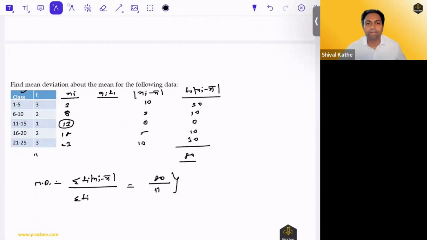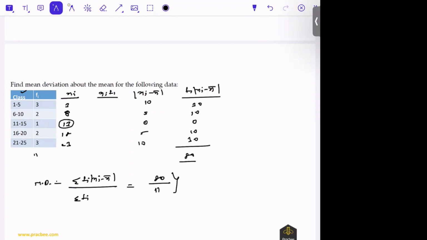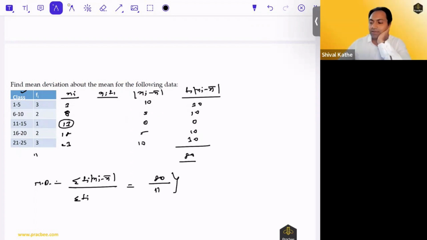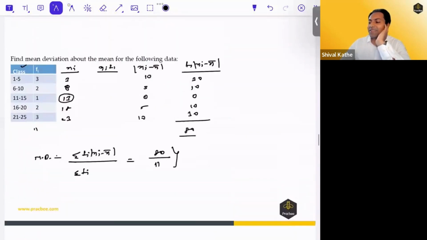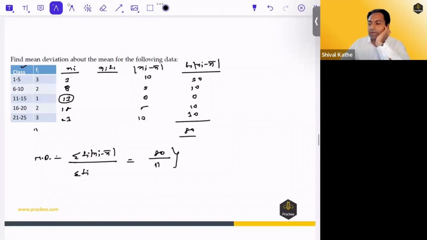ठीक है? Yes, sir. Got it? Well, बहुत simple है. Because what we are doing is not relevant till now. Now see, we have done our mean deviation. We have already done our mean deviation.